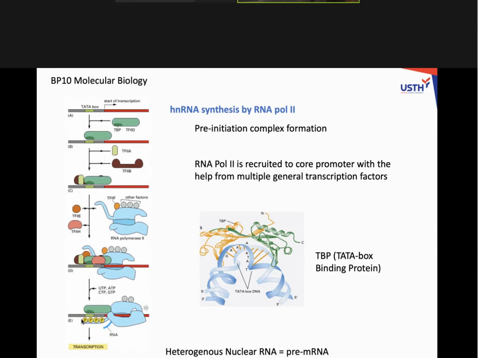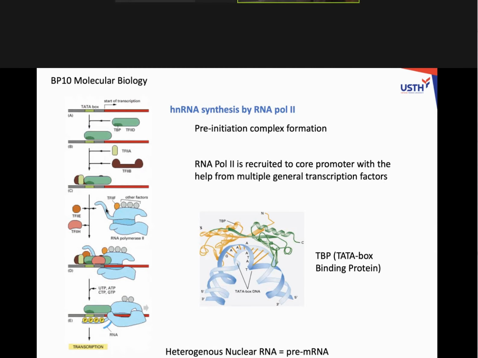And the start of the polymerization has to be done by phosphorylation. You see this blue tail here. I don't know if you see my mouse on the screen. It's the C-terminal domain of one of the subunits of RNA pol2. That is very important. I will show you after that.